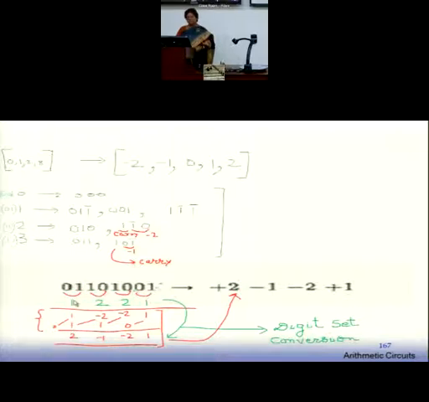Now 1 is written as 0, 1. So 1 and a 0. So 2, minus 1, minus 2 and 1. Now you have brought it into this form. Can you see? Your digit set is now 2, minus... Now you will say 1 and 0 is also in the digit set.